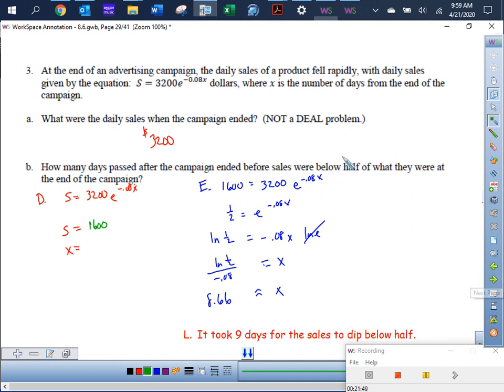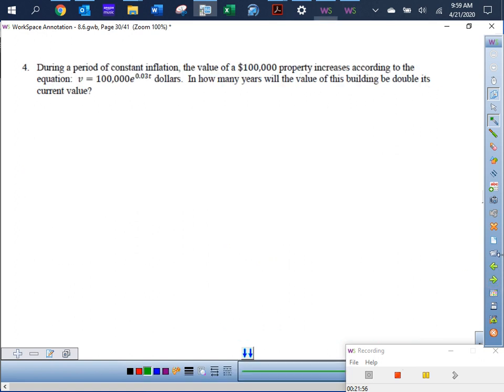Cool. So far, logs have come in really helpful when we're trying to solve a real life situation. Let's check this one. Period of constant inflation. The value of a $100,000 property increases. Inflation means it's going to go up, so by 3% is what this is saying. You got a 3% inflation rate. It's constant, so that's why there's an e involved. And this was the principal amount. In how many years will the value of this building double its current value?